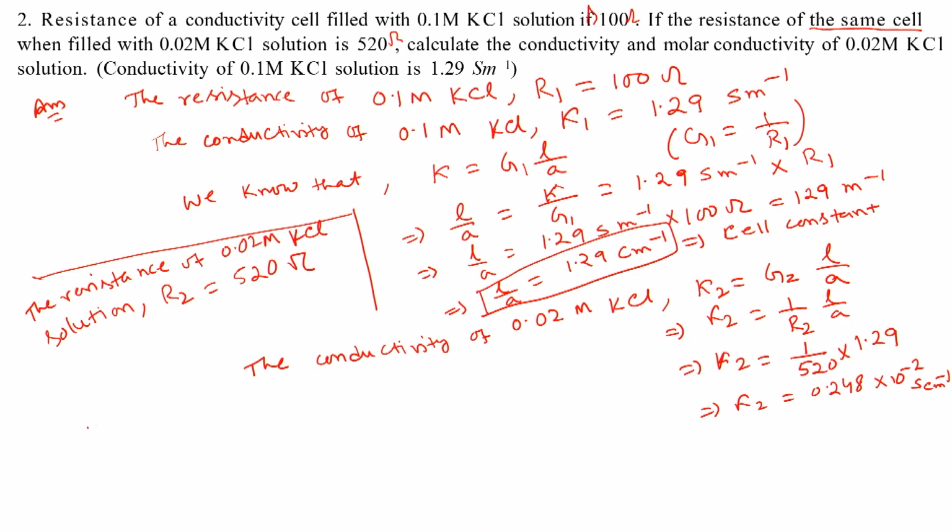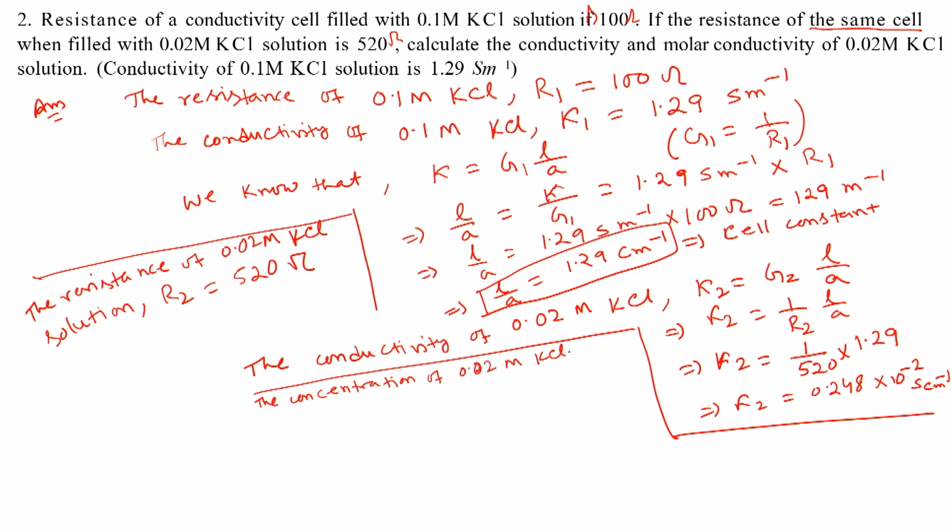In order to calculate molar conductivity, we need to know the concentration. The concentration of 0.02 M KCl solution, if we say this is C2, is 0.05 M, right. So we got kappa 2, we got C2. Now we can easily calculate lambda m.